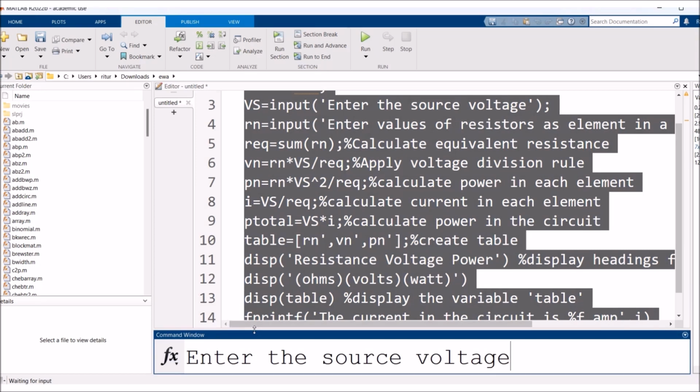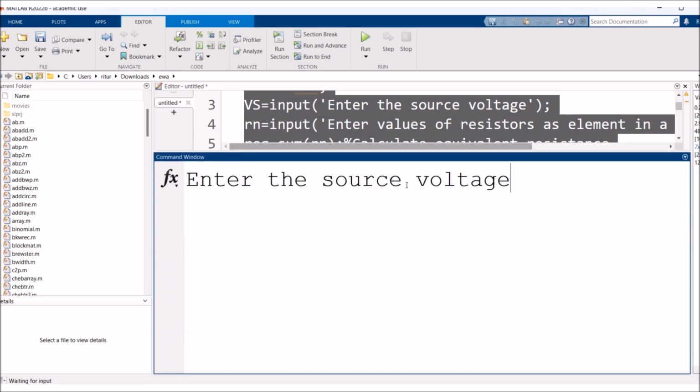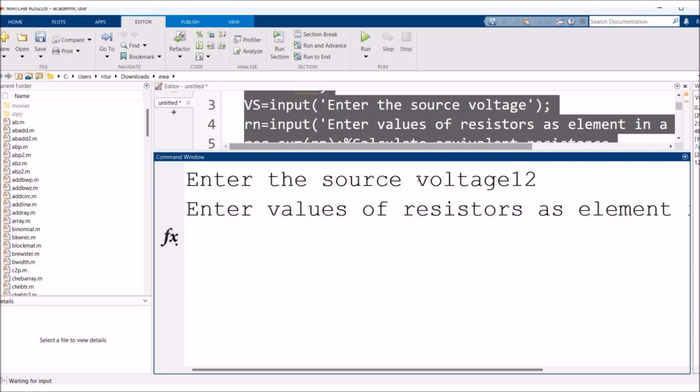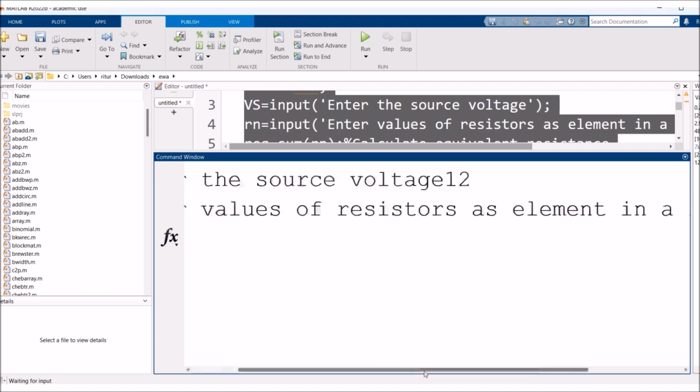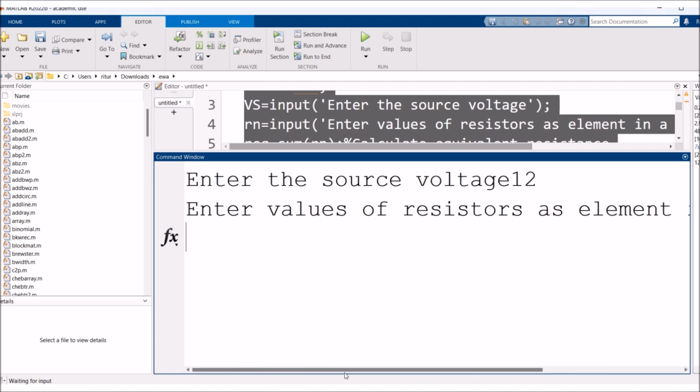Here it prompts us to enter the source voltage. We have entered 12 volt. Enter the values of resistances as elements in a row vector. Here we will put the values of resistances in a row vector.